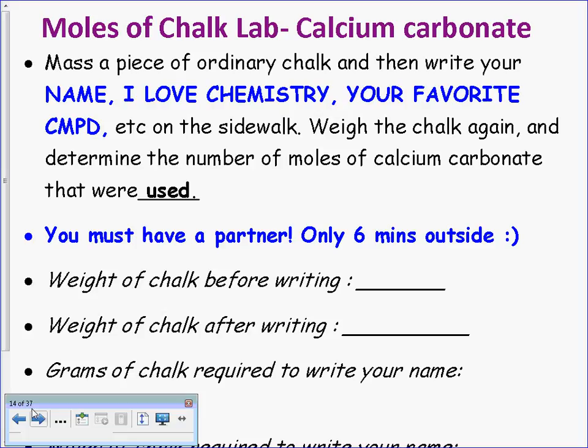Write it down on the lab station when you get done with your masses. 28.44. 28.84.